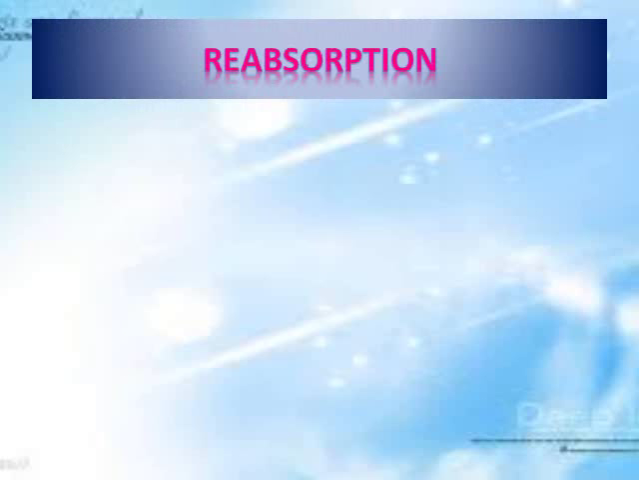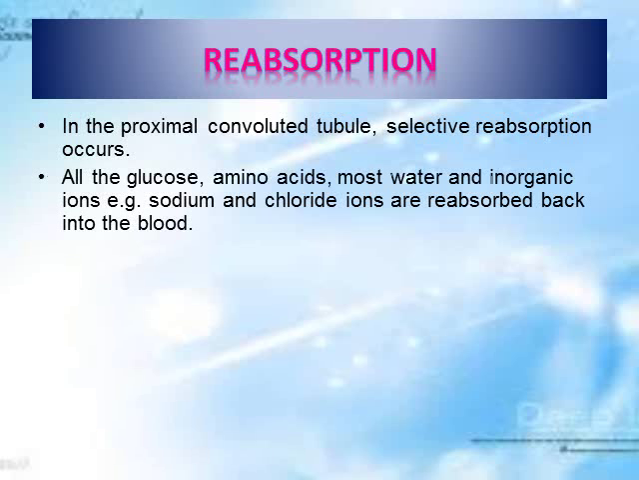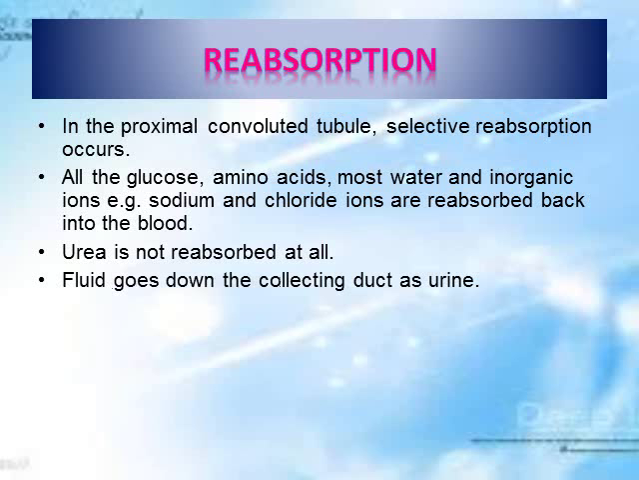The second process of the formation of urine is reabsorption. In the proximal convoluted tubule, selective reabsorption occurs. All the glucose, amino acids, most water and inorganic ions, for example sodium and chloride ions, are reabsorbed into the blood. Urea is not reabsorbed at all. Fluid goes down the collecting duct as urine.